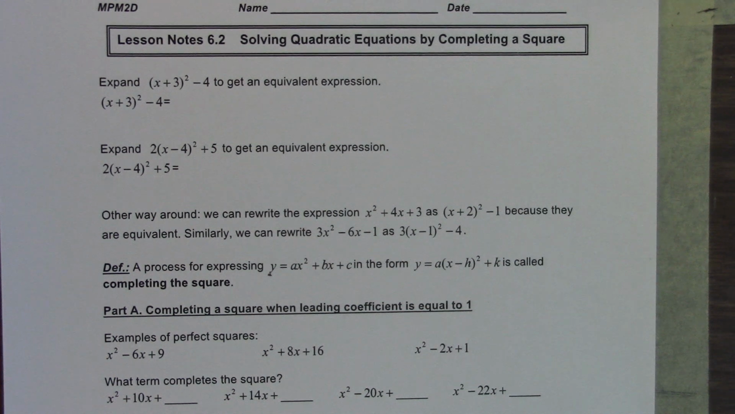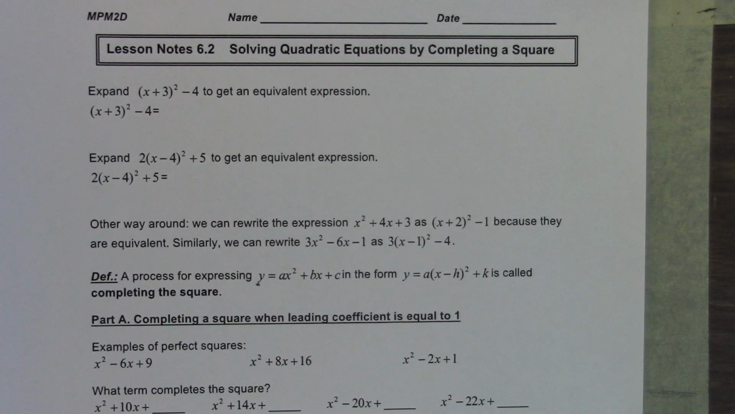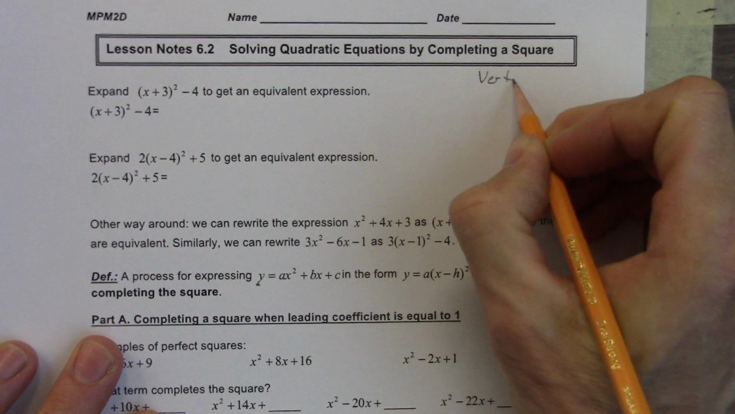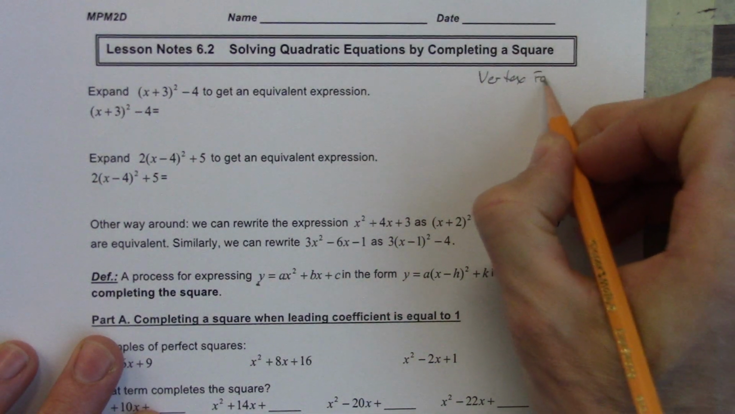Standard, vertex, and factored. Now we've worked a lot with standard, and now we've done a lot with factored. Hopefully you guys did a lot with factored over the weekend. Now the third one is vertex form. So we are solving quadratic equations by completing the square. This is all about vertex form. When you see completing the square, we're talking about vertex form.